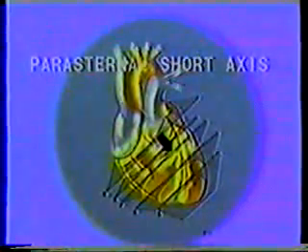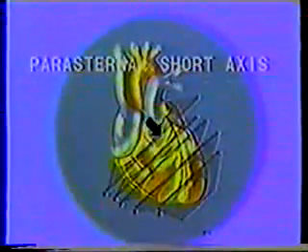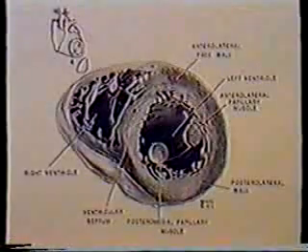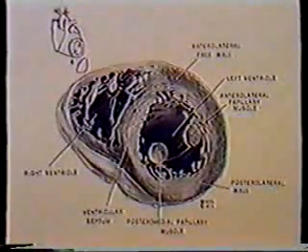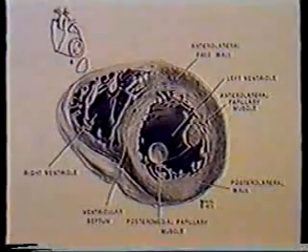Maintaining the left parasternal position, the transducer is rotated such that the plane of ultrasound cuts through the heart along its short axis. By tilting the transducer tip down toward the apex or up toward the base, innumerable short axis sections are displayed. We will begin the short axis examination at the papillary muscle level.